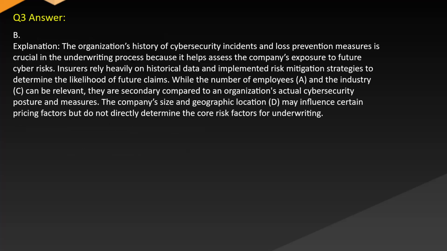Answer. B. Explanation. The organization's history of cybersecurity incidents and loss prevention measures is crucial in the underwriting process because it helps assess the company's exposure to future cyber risks. Insurers rely heavily on historical data and implemented risk mitigation strategies to determine the likelihood of future claims. While the number of employees, A, and the industry, C, can be relevant, they are secondary compared to an organization's actual cybersecurity posture and measures.